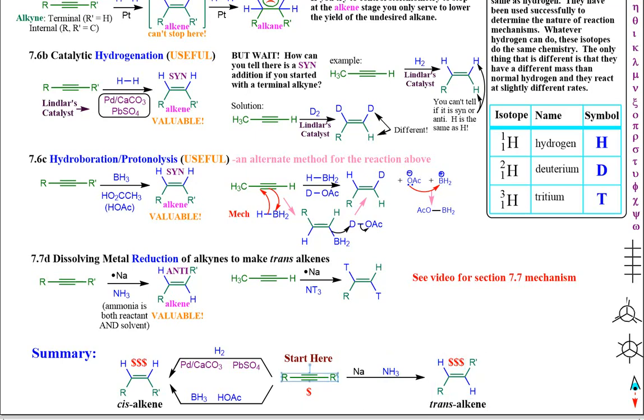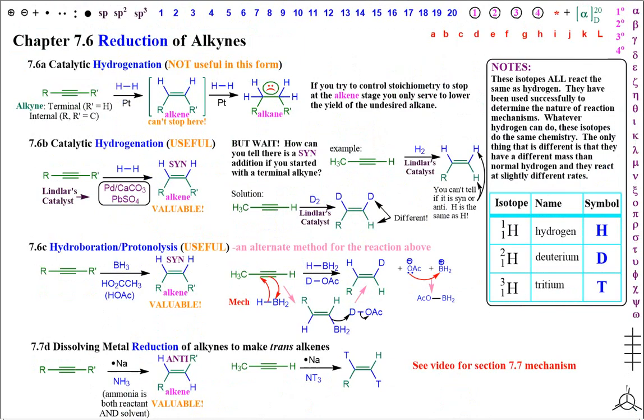We learned how to make internal alkynes in our study of synthesis, and they're valuable. But alkenes with geometry are even more valuable. Trans and cis, both very valuable. And I hope you found this video on the reduction of alkynes to be useful, and I look forward to our next video.